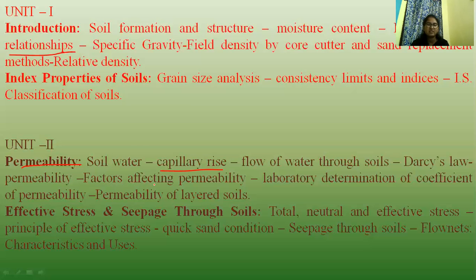What are the factors affecting permeability? Different soil properties will be there: size, shape, slope, void ratio. These are the factors affecting permeability. And laboratory determination of permeability. Generally, permeability consists of two types: constant head permeability and variable head permeability.